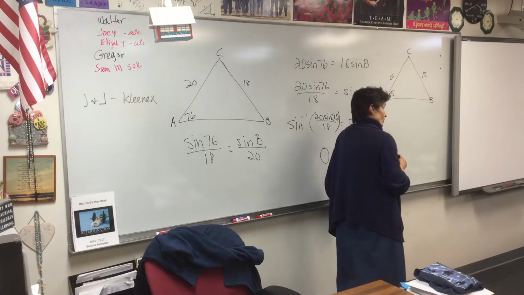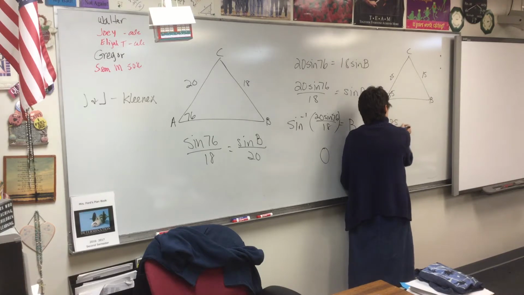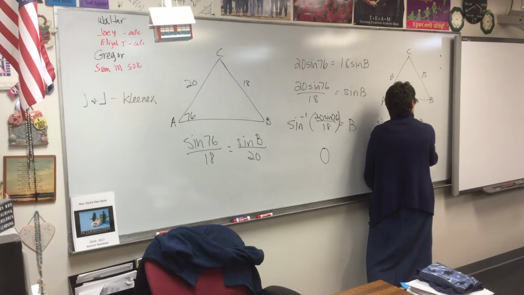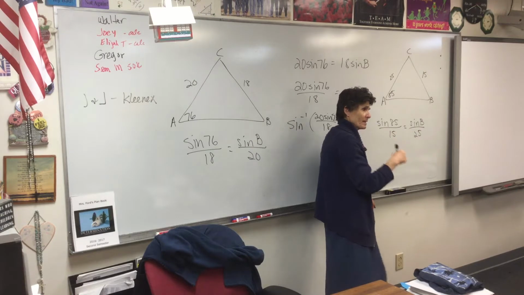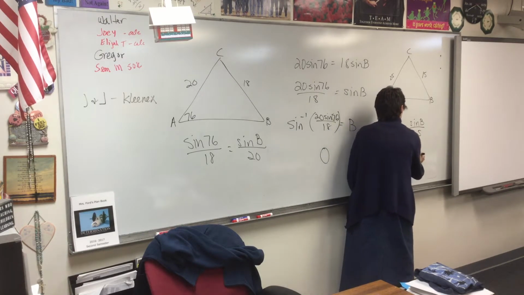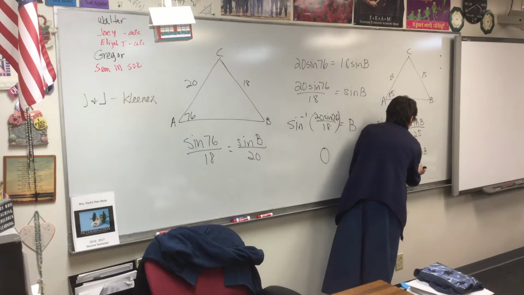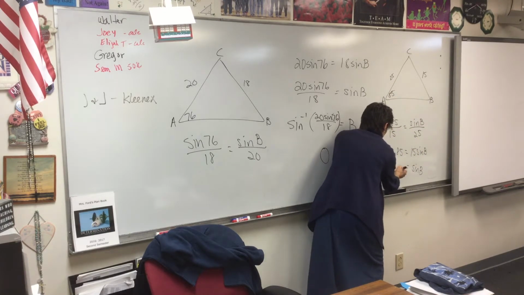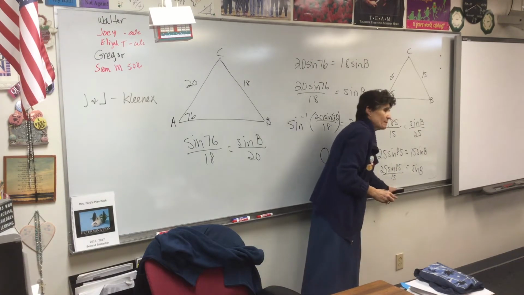What would the proportion look like? Most of us are going to start with the proportion, so we're going to say sine 85 over 15 equals sine B over 25. So I think she was right. I think she had the cross multiplication already done. So 25 sine 85 equals 15 sine B. So what do I type into my calculator?